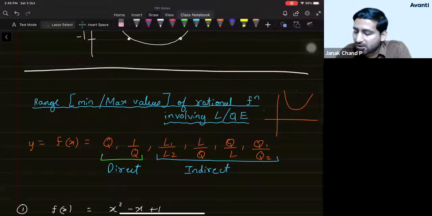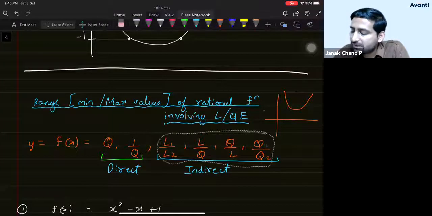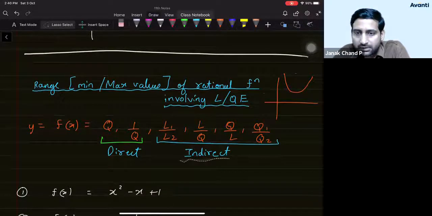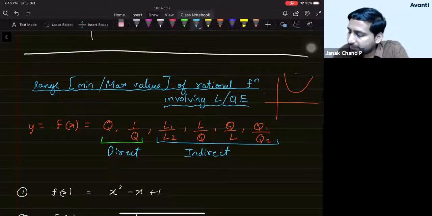Okay, if we have quadratic or 1 by quadratic, we can do it directly. However, student, if you have linear by linear, that means two different linear equations, linear by quadratic, quadratic by linear, or quadratic by quadratic, any rational function of the second type, you should do it indirectly. And whenever you have quadratic and then 1 by quadratic, you can do it directly. What is direct and what is indirect will be very clear when I'm solving the example next. Okay. So in the indirect method, what we will do is we'll basically separate out x. We will be separating out x.